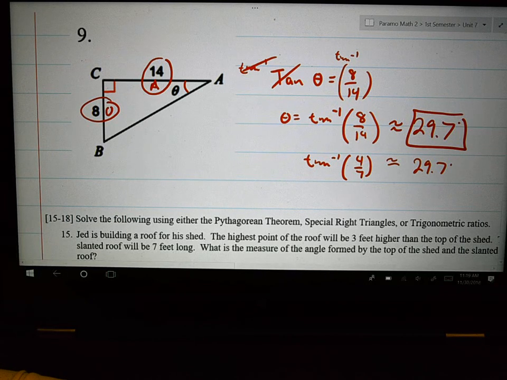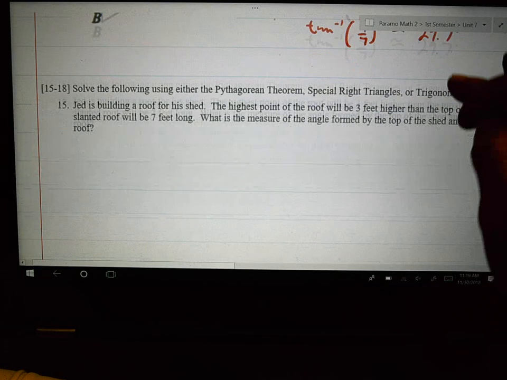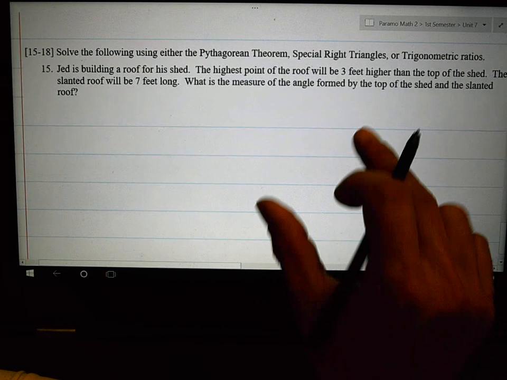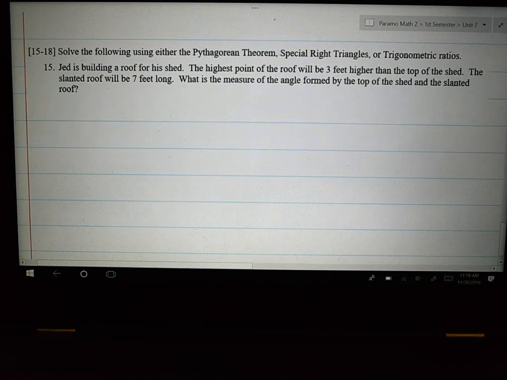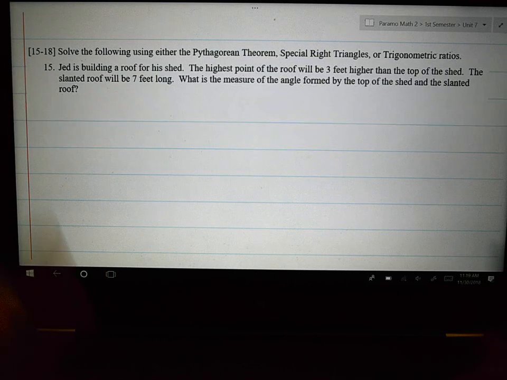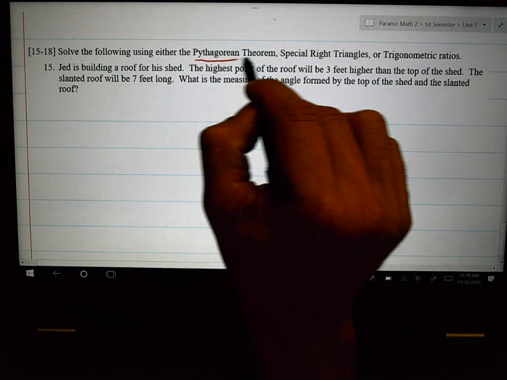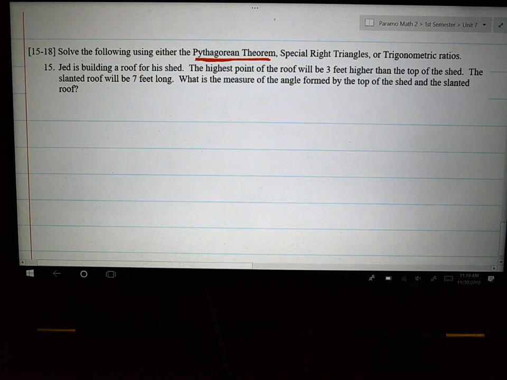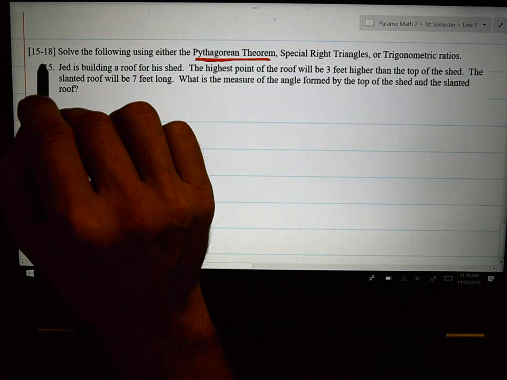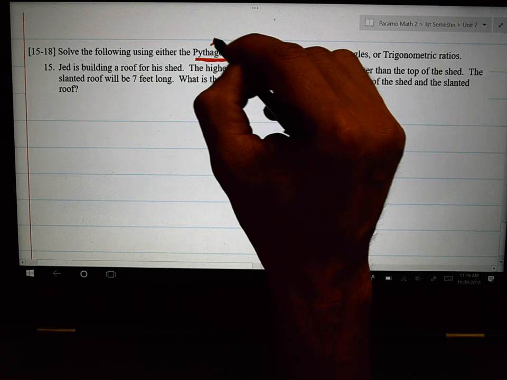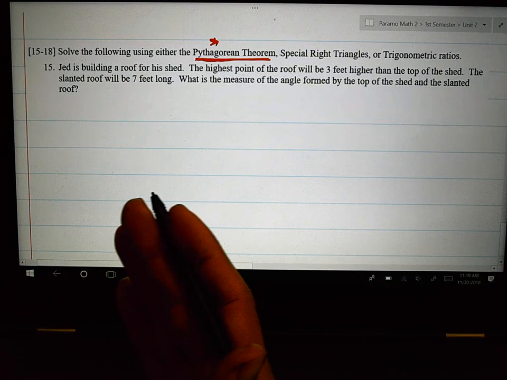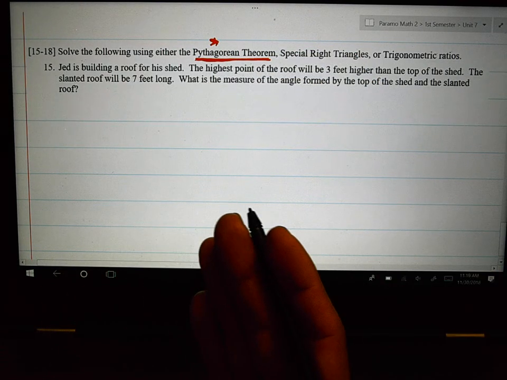My last example for you is a word problem. It's number 15. Oh, and before I even talk about what Jed is doing, let's talk about the directions for number 15. It says: solve the following by either using Pythagorean theorem. When you get to the word problems, don't forget, we already learned Pythagorean theorem in 7.1. You could use that if you want to.